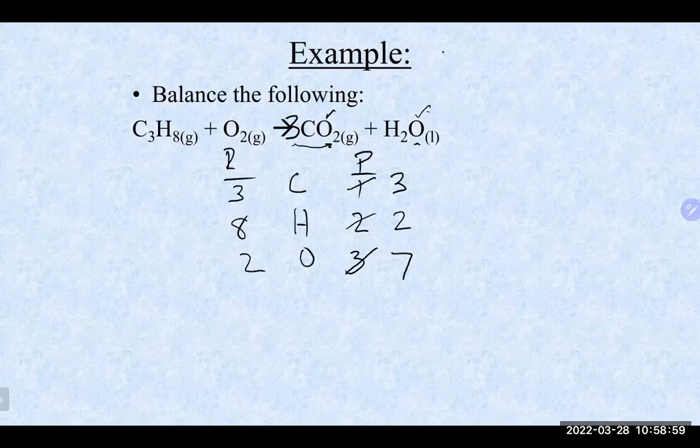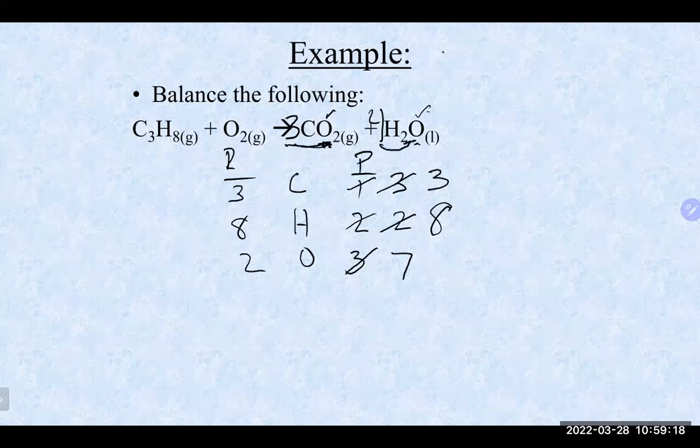And the hydrogen, we have 8 on the left, we have 2 on the right, so we can simply balance that out by putting a 4 there on the right-hand side. When we do that, we still have 3 carbons. 4 times 2 is 8 hydrogens. Oxygen, we're up to 3 times 2 in the first one, which is 6, and 4 times 1 in the second one, which gives 10 at that point.